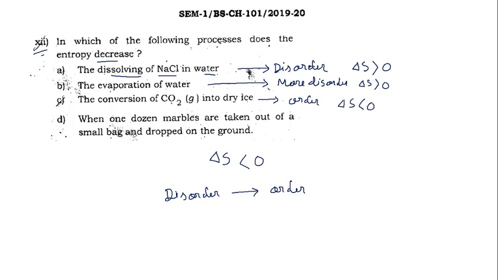Let us check D also, because by this time you know that there can be more than 2 answers. When 1 dozen marbles are taken out of a small bag and dropped on the ground, again it is going from order to disorder, so again the entropy is increasing. So this is the only case where entropy is decreasing.